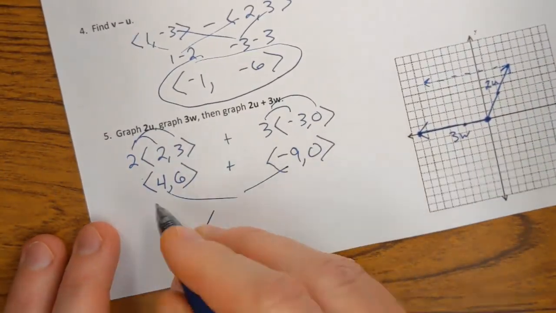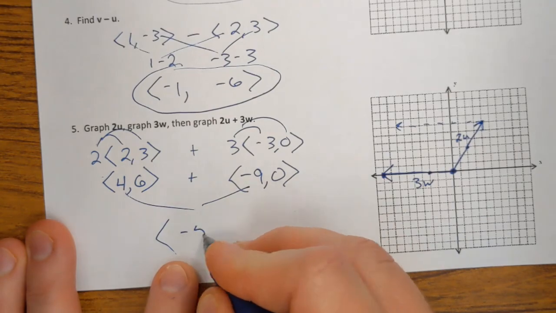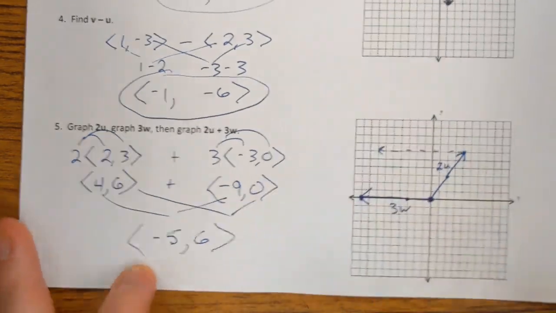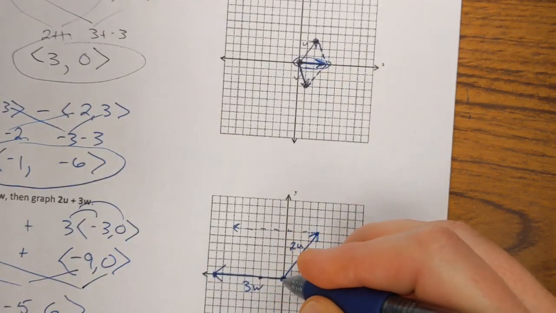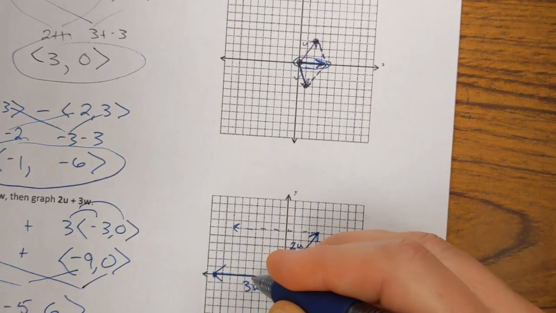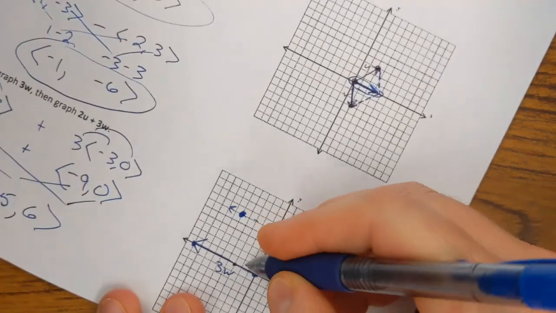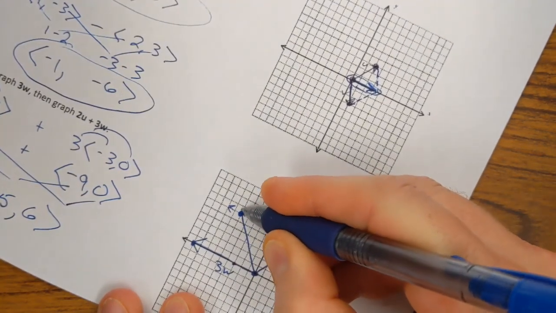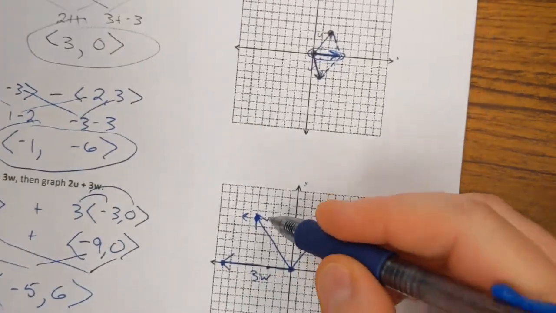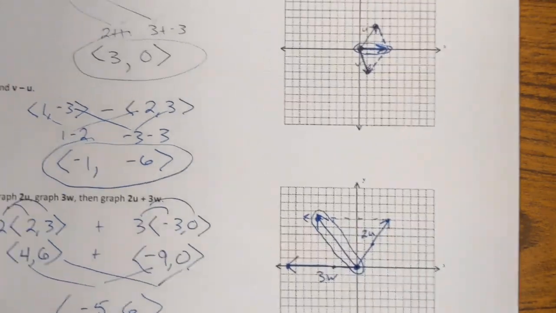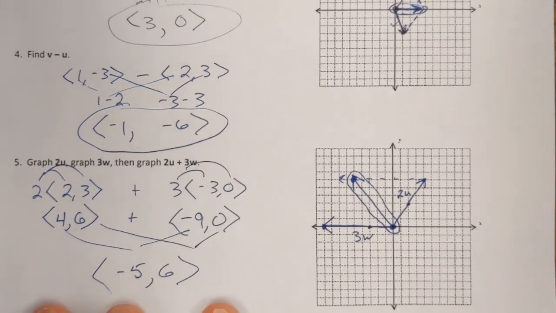If I do 4 plus negative 9, I get negative 5. If I do 6 plus 0, I get 6. So what's my answer? If I go to negative 5, 2, 3, 4, 5, and up to 6, 1, 2, 3, 4, 5, I was off by just a little bit. My resultant vector is actually right here. This is the resultant when we add 2u plus 3w.